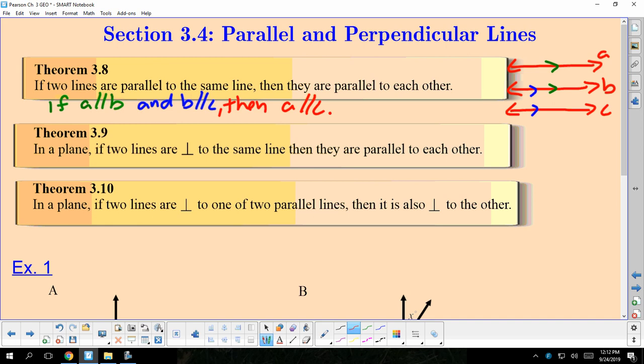This is like the transitive property for parallel lines. So it's a shortcut in a proof in a way. Right? Instead of developing all those statements and reasons, we can use this as a reason unto itself.